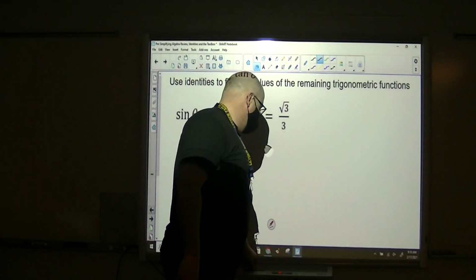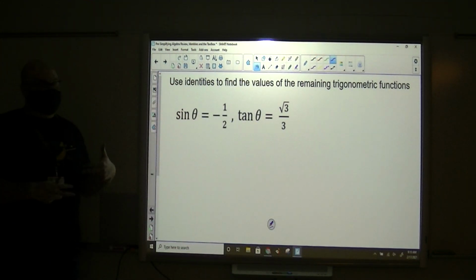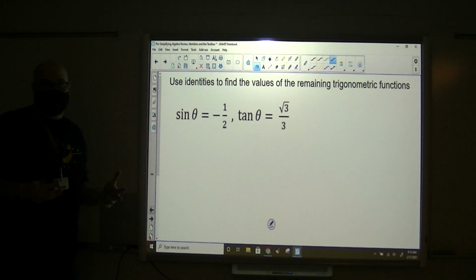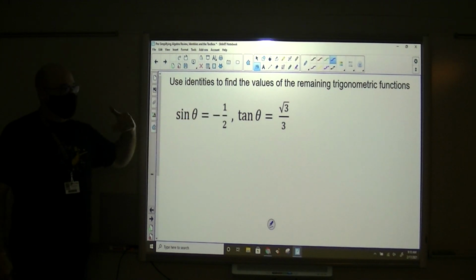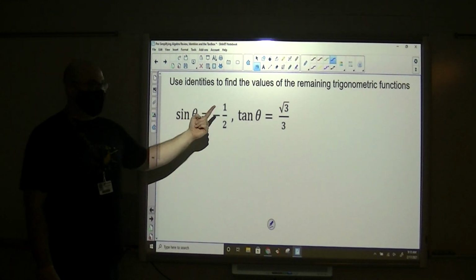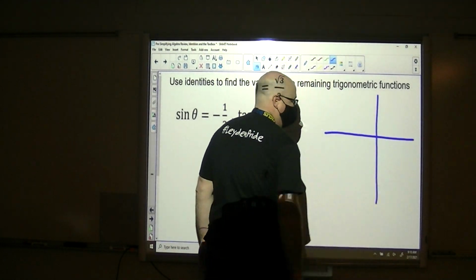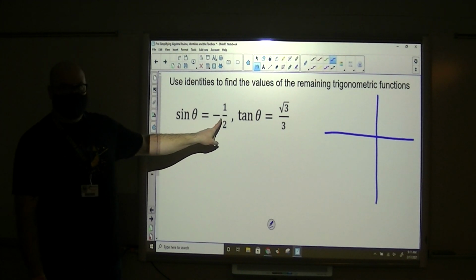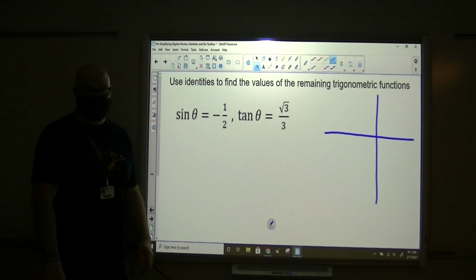A problem like this should look familiar if you've been coming to class, doing your homework, watching my videos, and doing everything right up to this point. We did problems like this in the middle of chapter 4, where I would say the sine of some angle is this, and then you had to draw the angle. Where is this angle if the sine value is negative but the tangent value is positive? I'm not going to put you guys on the spot.